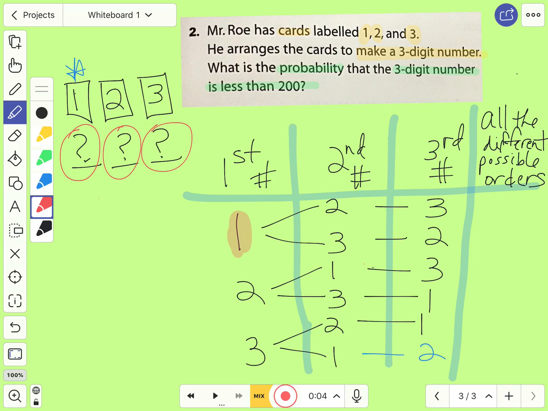So the first combination is going to be 1, 2, 3. The second combination would be 1, 3, 2. Next combination would be 213, then 231, 321, and 312.